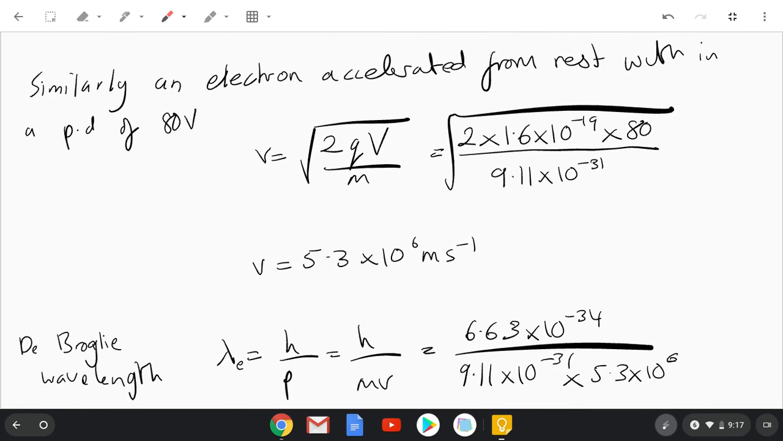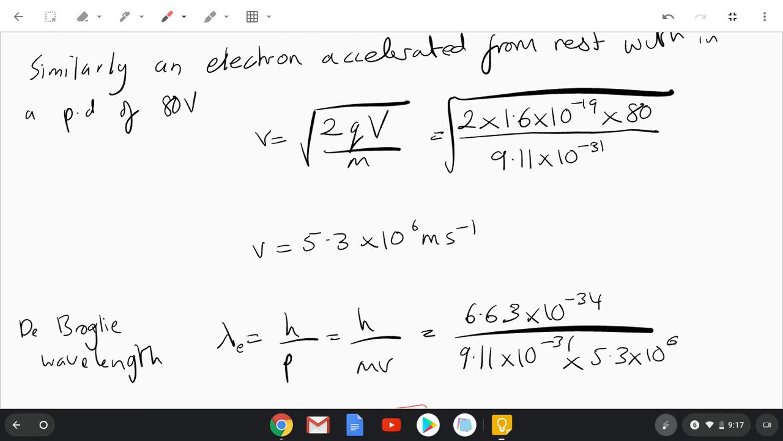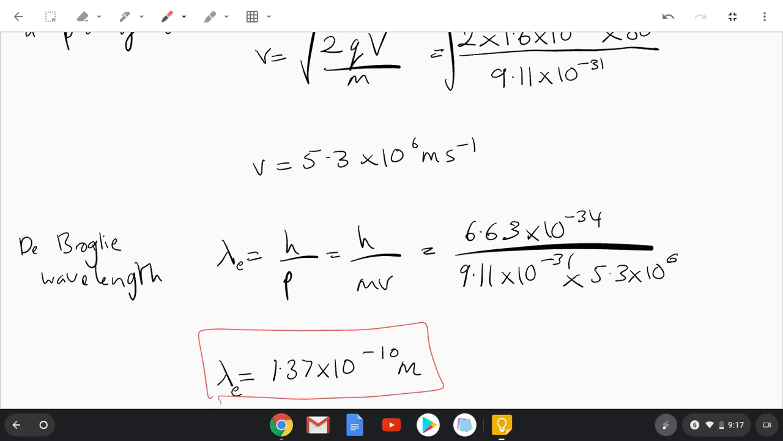Similarly, I'm going to do the same thing for an electron accelerating within a PD of 80 volts. This time I've got the speed that I've worked out to equal 5.3 times 10 to the 6. So the electron's accelerated, has gained speed. How much speed has it gained? 5.3 times 10 to the 6 meters per second. Because an electron has a mass, it has a momentum, and we can use the same de Broglie wavelength to work out the wavelength of the electron.